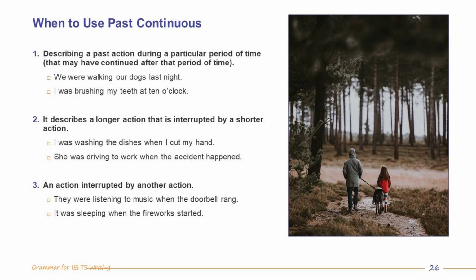We use the past continuous to describe a longer action that is interrupted by a shorter action. I was washing the dishes when I cut my hand. She was driving to work when the accident happened. We can also use it for an action that is interrupted by another action. They were listening to music when the doorbell rang. It was sleeping when the fireworks started.